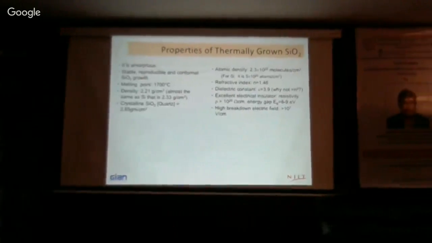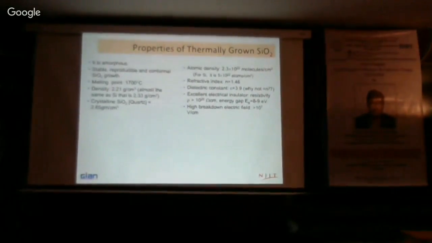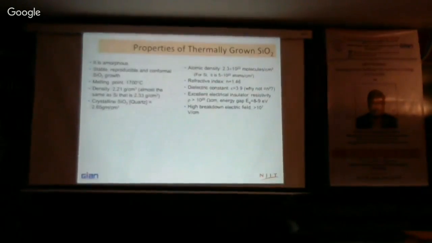degree, so it's a very good material for applications. And density is 2.21 grams per centimeter cubed, which is very close to that of silicon. And then crystalline SiO2 is quartz that you probably know. Then atomic density, refractive index is 1.46. That was actually very good.